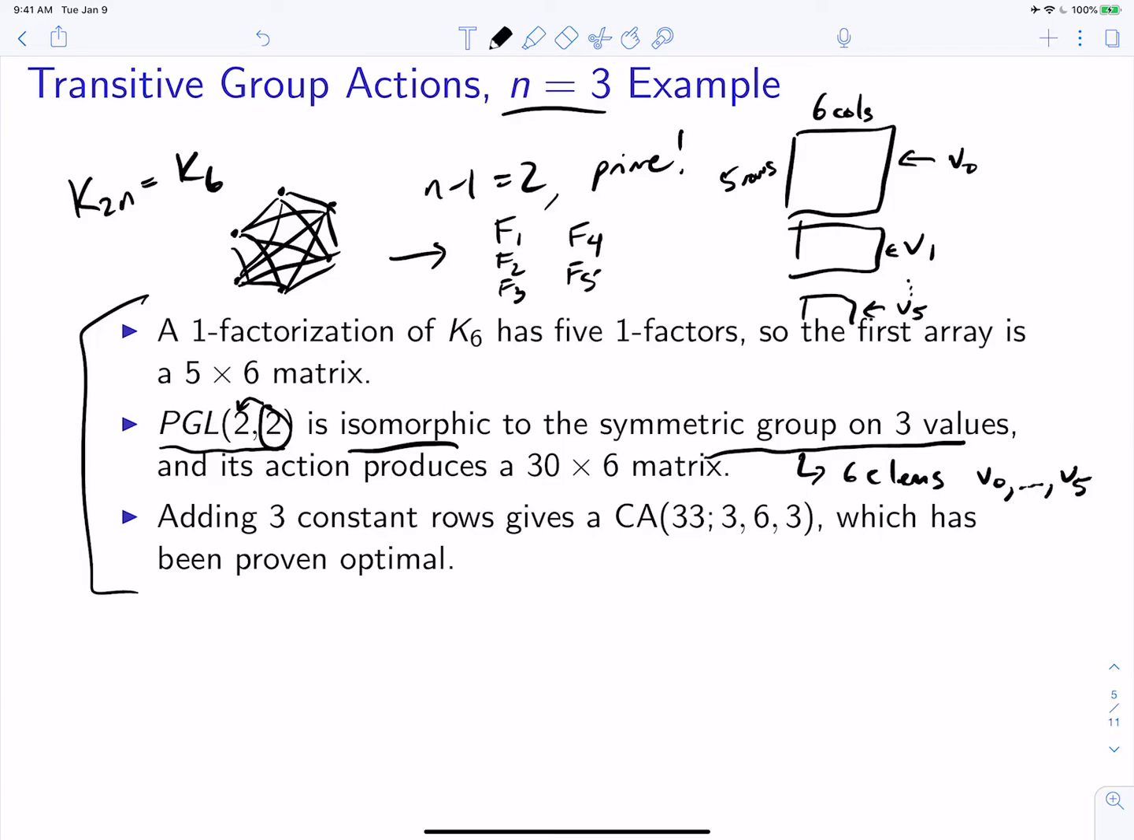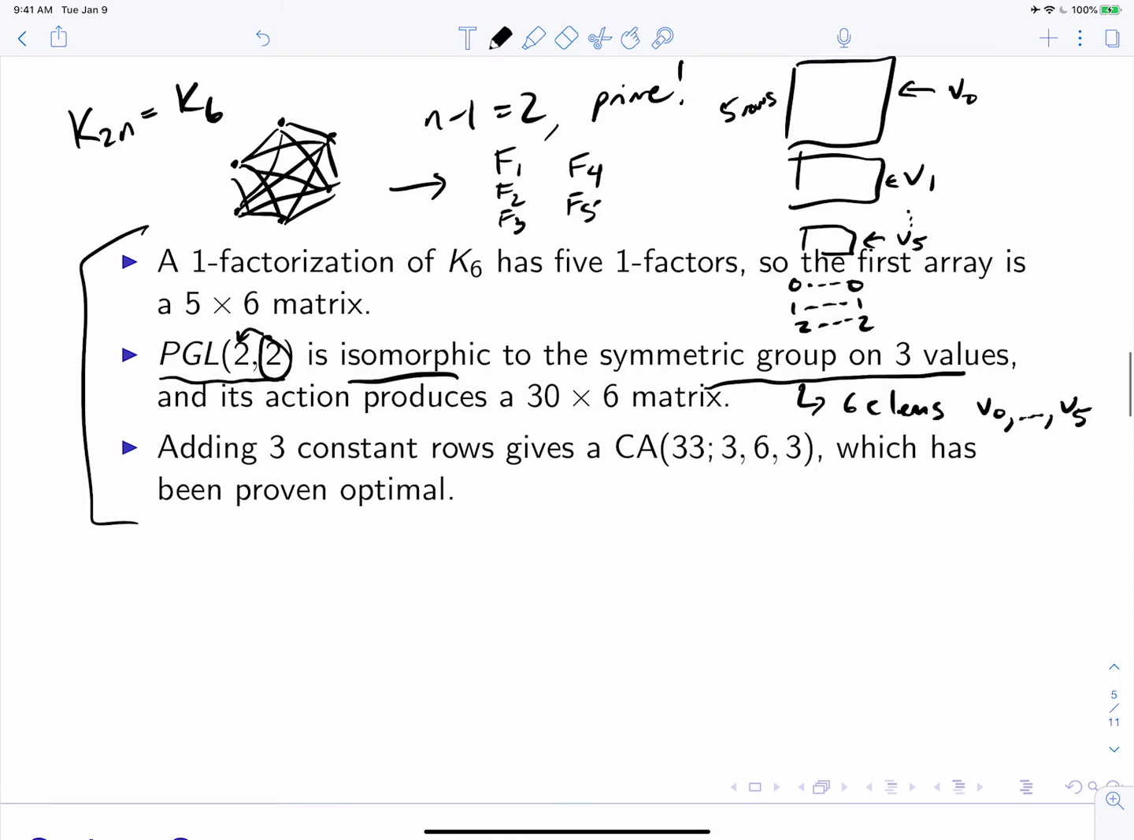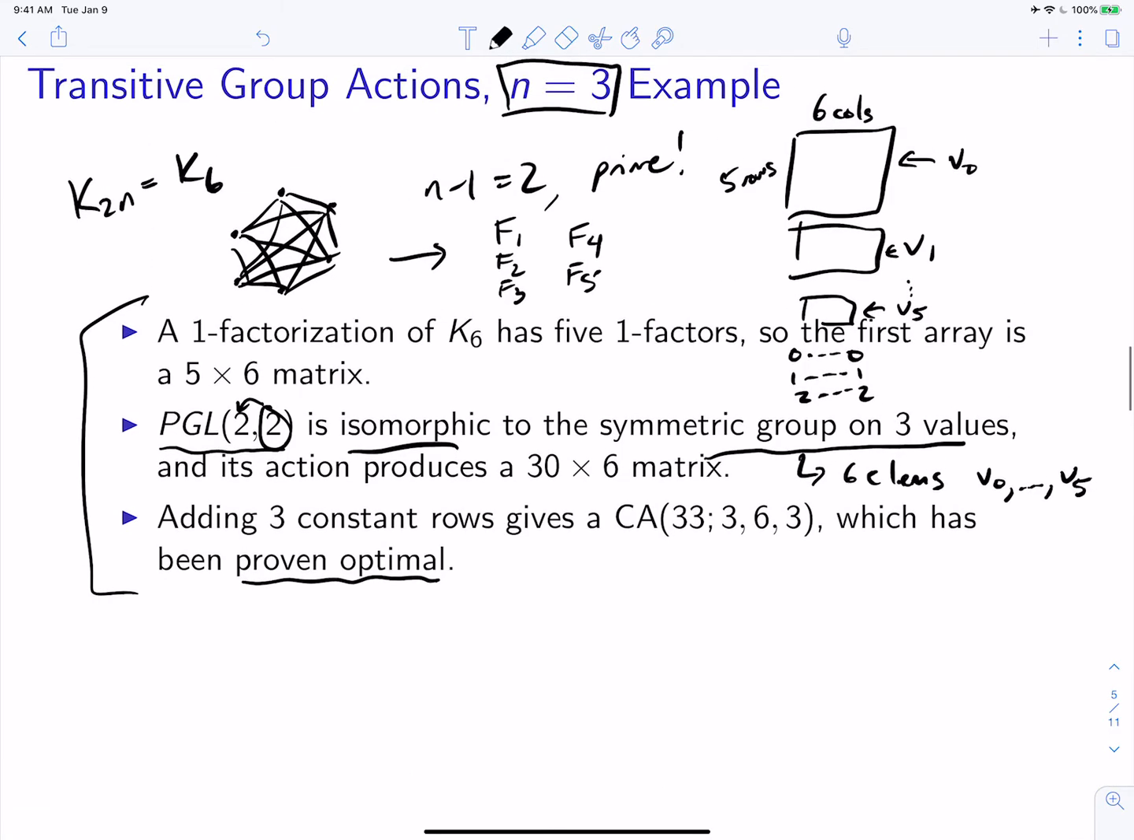up to v5, and then adding the row of all zeros, row of all ones, row of all twos, because there are only 3 values in this array, will give us 33 rows, because 5 rows for 6 copies each gives us 30, 3 more gives us 33. And for unrelated reasons, this is optimal. For other parameters, it's not necessarily optimal, and in fact, in some other cases, it isn't. But in this case, it just happens to be.